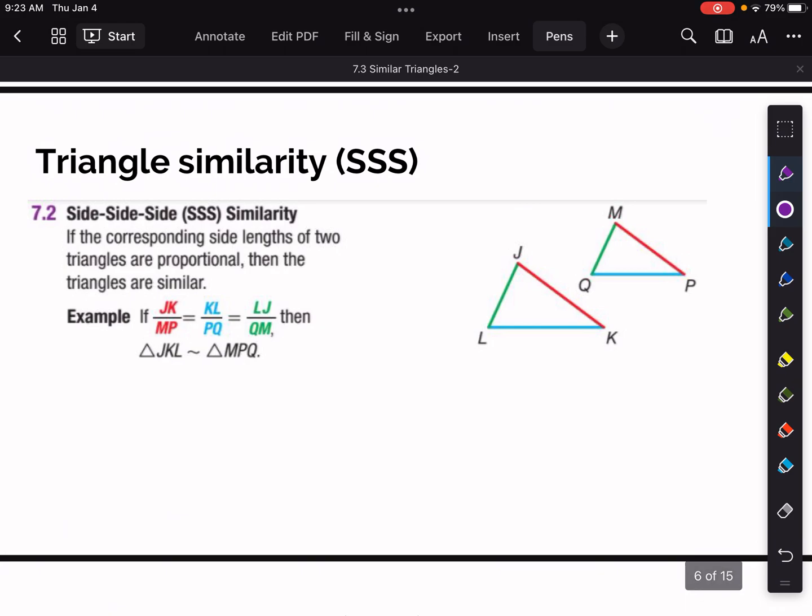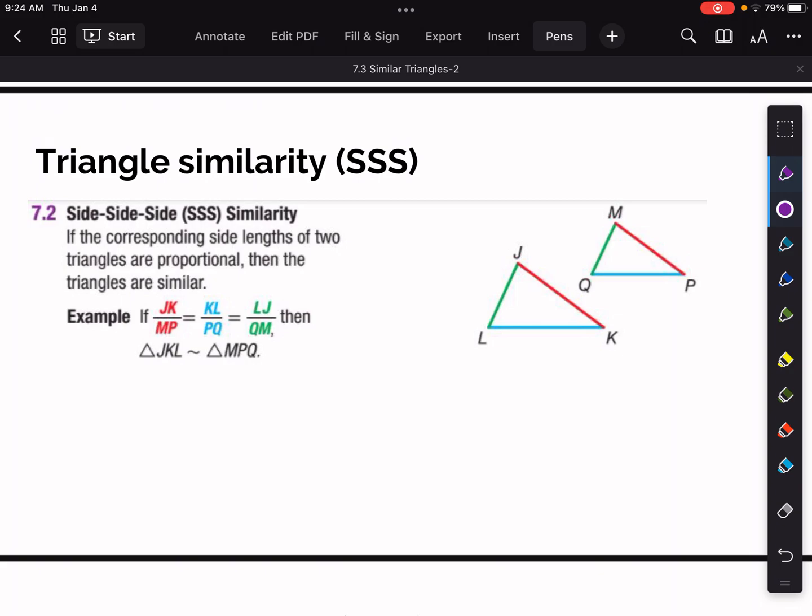All right, so if we have three side lengths that are congruent or similar or proportional, I should say, then we know that we are dealing with similar triangles. So what you're going to want to do is identify whether or not the corresponding side lengths create a proportional statement.